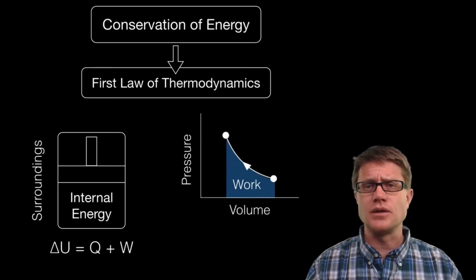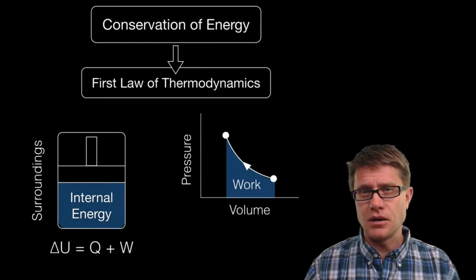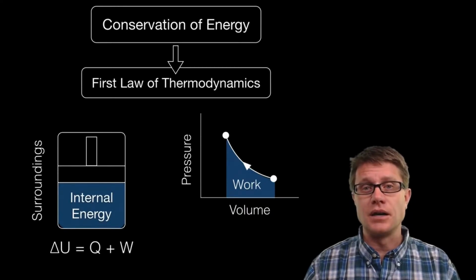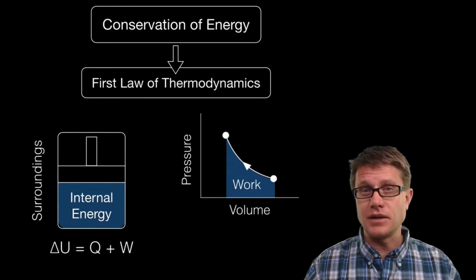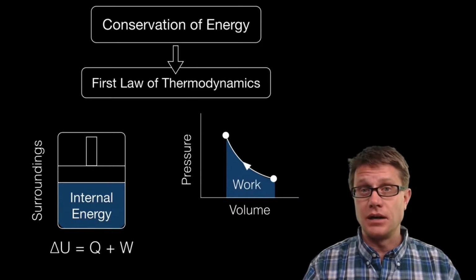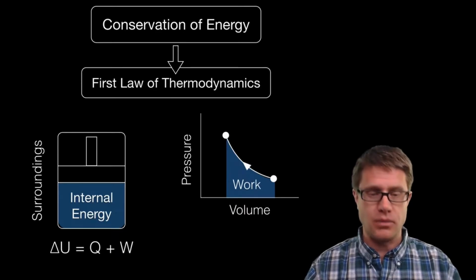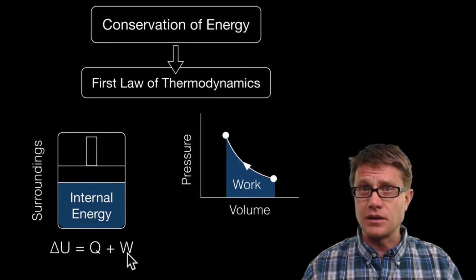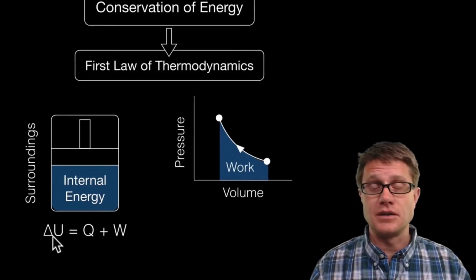Is it the system or is it the surroundings? In any piston like this, the area under the curve is the work being done by the gas. You can see that we're going from right to left, and so this is negative work. What's the work being done by the gas? It's negative work. If it's negative work of the gas, that means it's positive work of the surroundings. We're adding work on the system, and so we're increasing the amount of internal energy on the inside.